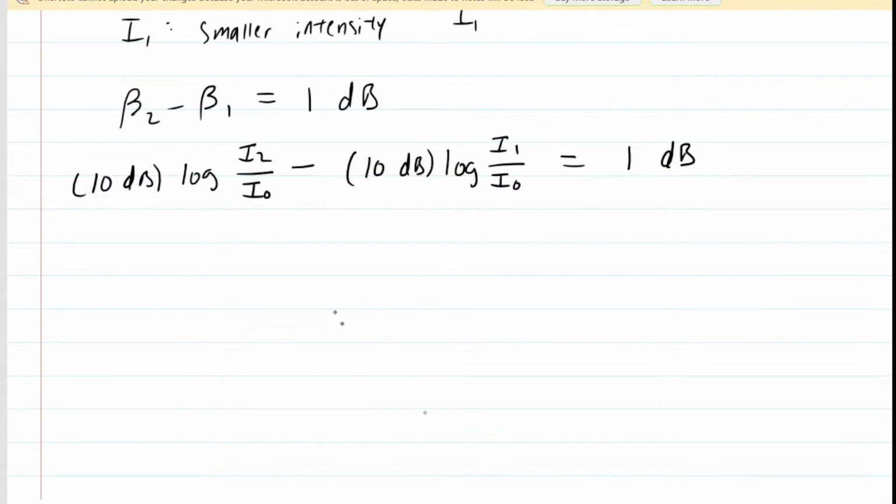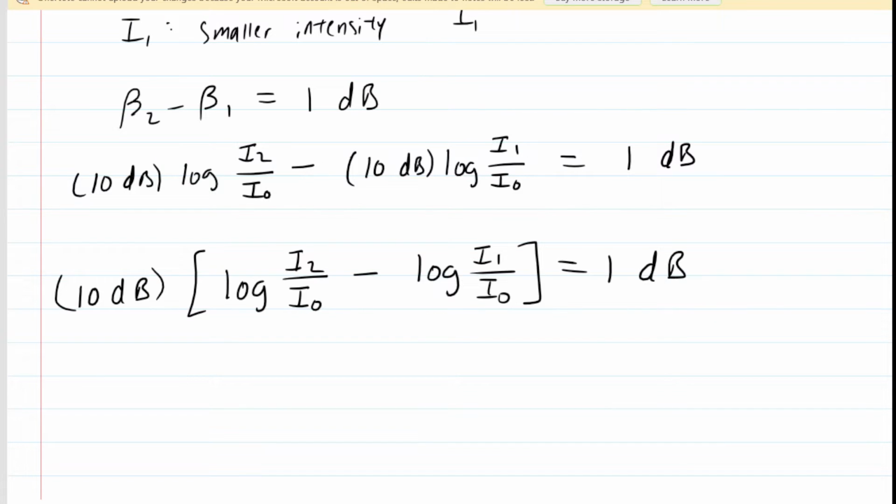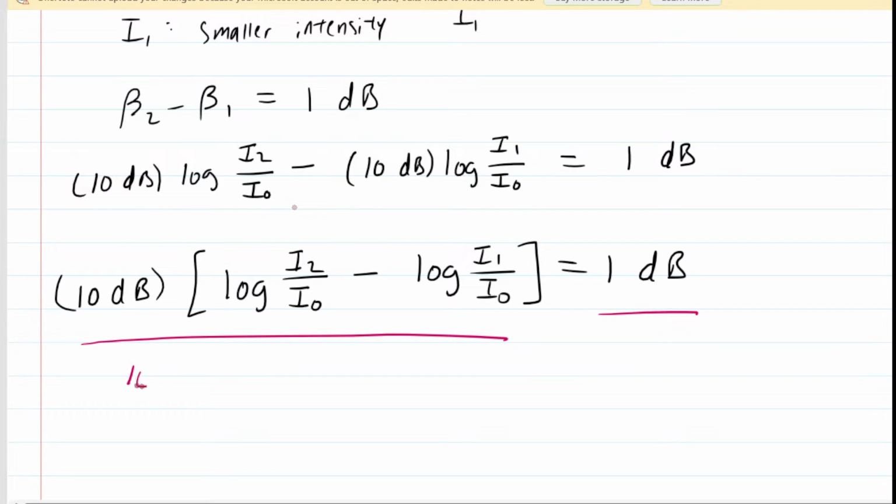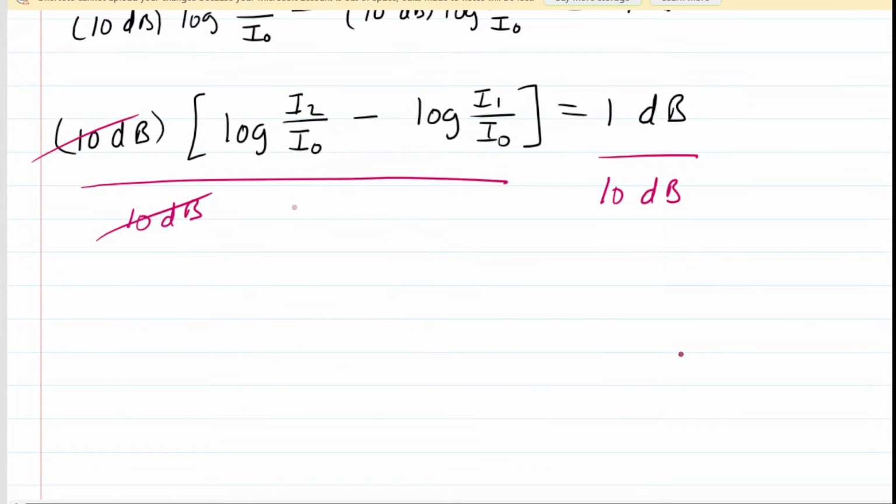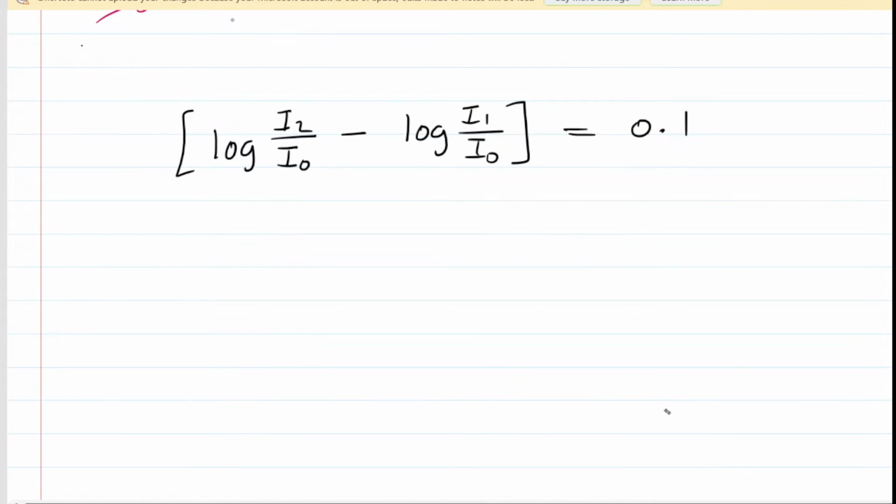Well, the first thing we might do is factor out the 10 decibels. And then after factoring out the 10 decibels, we can divide both sides of the equation by 10 decibels, canceling it on the left-hand side. And on the right-hand side, it looks like we're going to get 1/10 or 0.1. Now we're going to use a logarithm property to simplify the left-hand side.